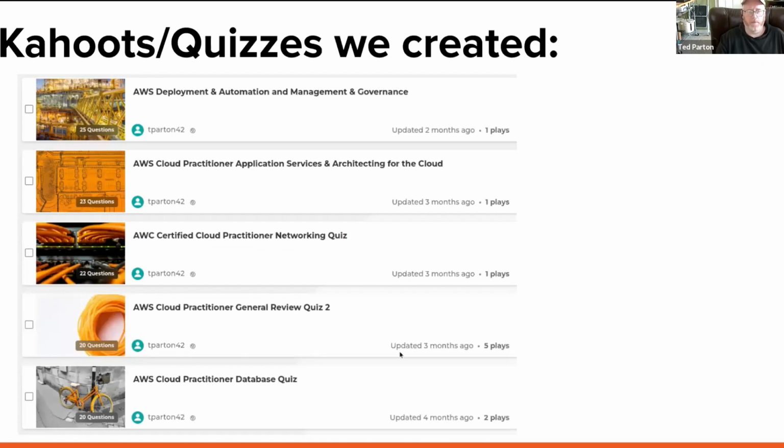They're not in a particular order, but the way we did them was the one next to the bottom, the AWS Cloud Practitioner General Review Quiz 2, is the one we did our second week. And then after that, we shifted around. So we had, as you can probably see here, one on databases, which covered both traditional SQL as well as NoSQL. We had another one on networking, and then put together one on application services and architecting for the cloud, as well as deployment and automation and governance.